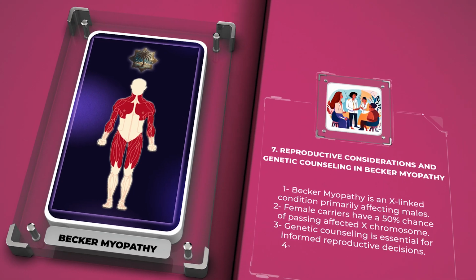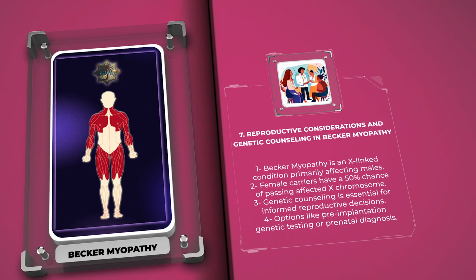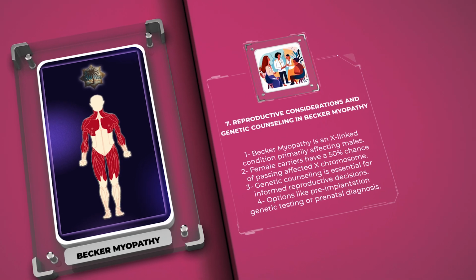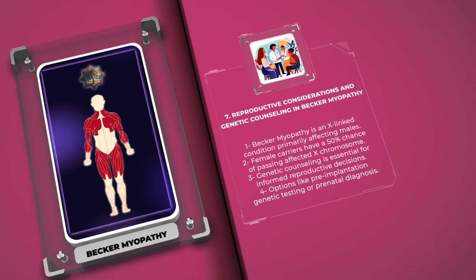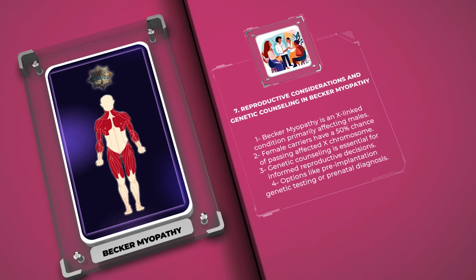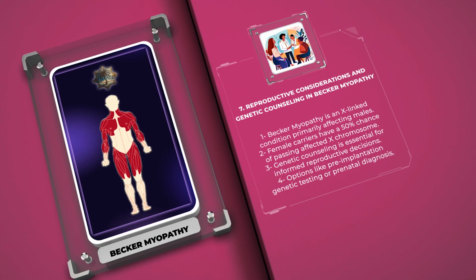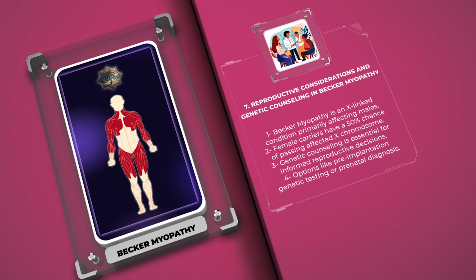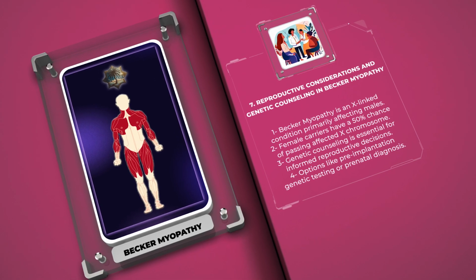Becker myopathy is an X-linked condition, which has implications for reproductive considerations and genetic counseling. Female carriers have a 50% chance of passing the affected X chromosome to their offspring, while male offspring have a 50% chance of being affected. Genetic counseling is essential to inform carriers about the risk of having affected children and to discuss family planning options, such as pre-implantation genetic testing or prenatal diagnosis.